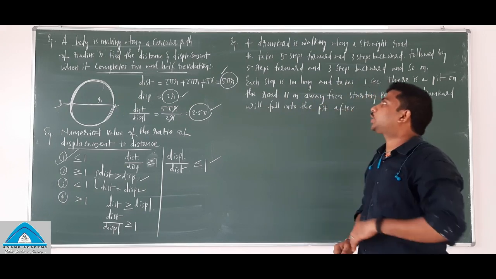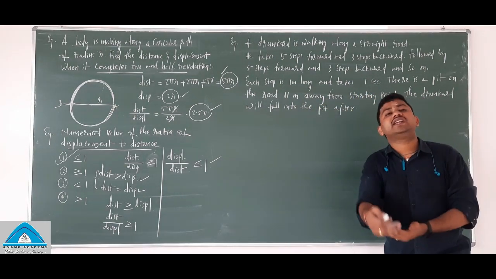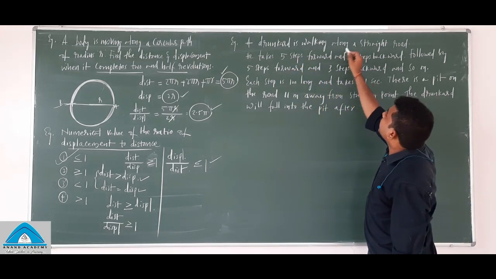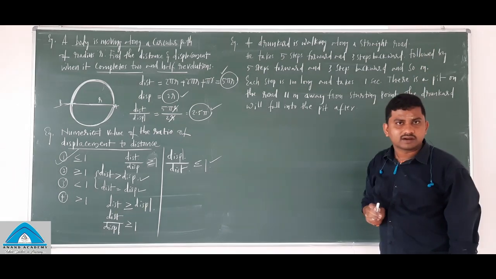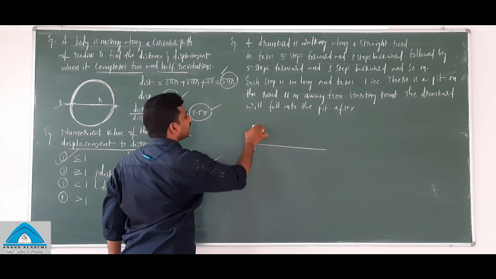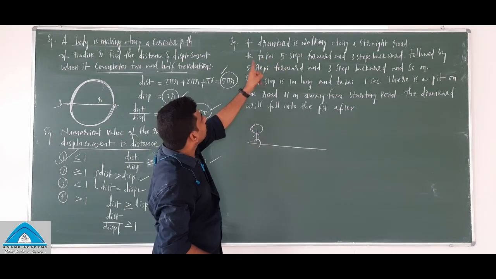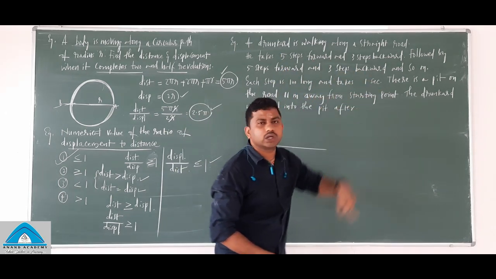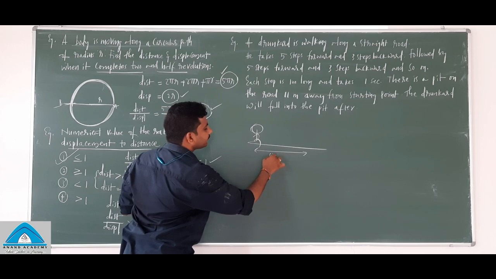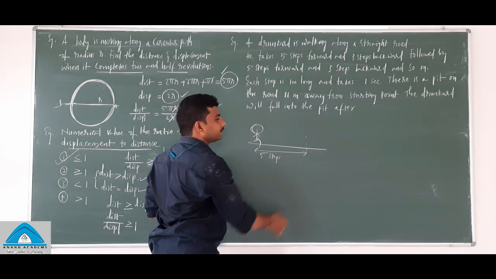Now, let's see the third conceptual question. It's a very, very interesting and funny question. A drunkard is walking along a straight road. So imagine this is a straight road. Here is a drunkard. How is he walking? He takes 5 steps forward. So he took 5 steps forward here. How many? 5 steps. He reached here.